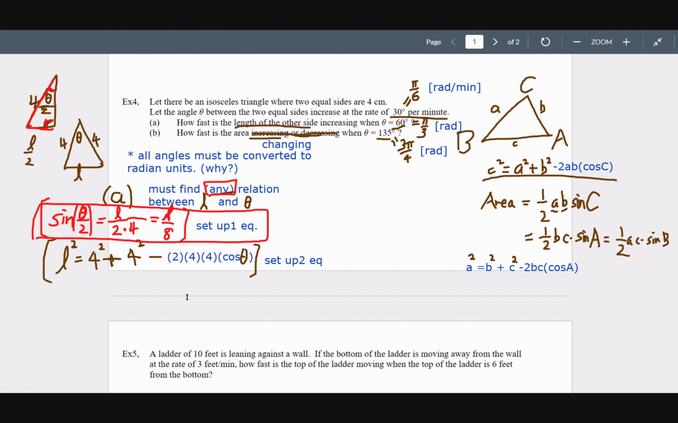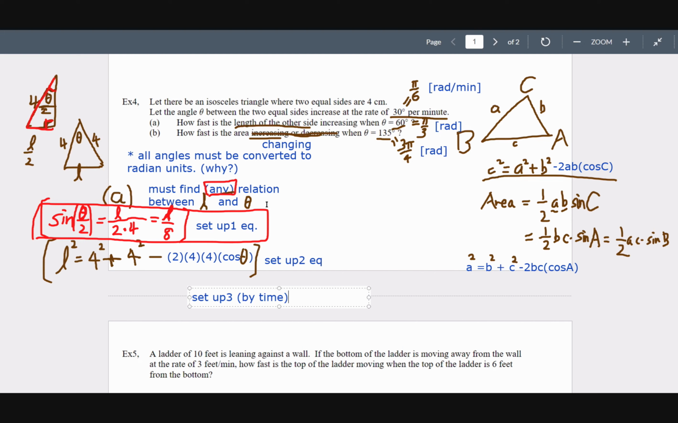I can write it down here. How about setup 3? How about setup by time? By time, you can set up either using equation 1 or equation 2. So actually there's setup 3, but there's also setup 4. There are actually many ways to set this up. Okay, so anyway, we have this.